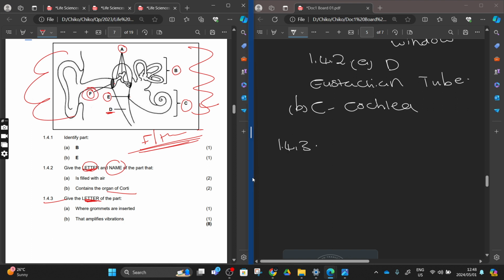So 1.4.3, give the letter of the part where grommets are inserted. Number F, the one I was talking about. We are going to talk about this tomorrow, what the function of this grommet is, and how this grommet helps us. But it is inserted here, right? And then number B, the letter of the part that amplifies vibration. Number A. Then that is 8 marks, you got it. So that is from me.